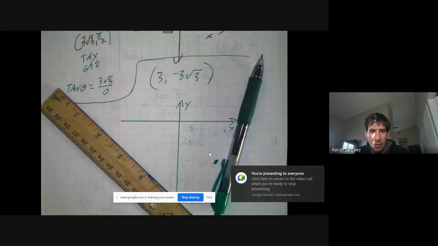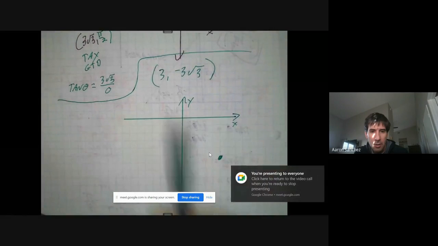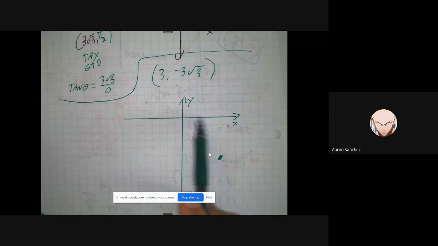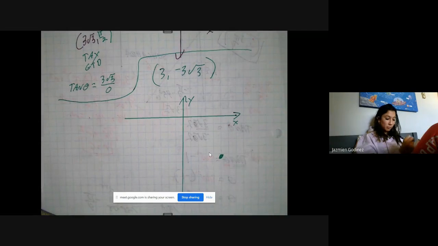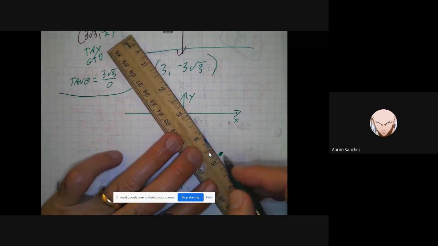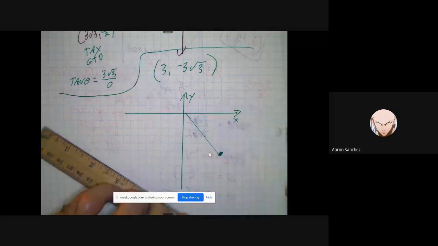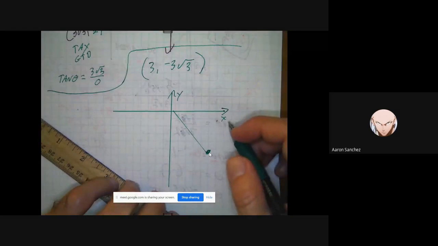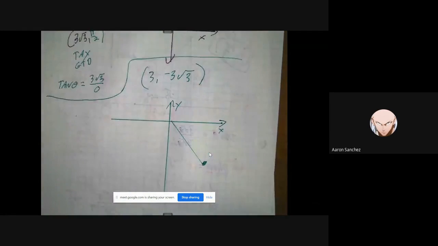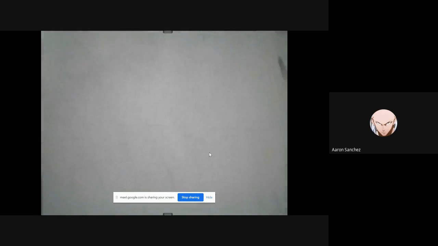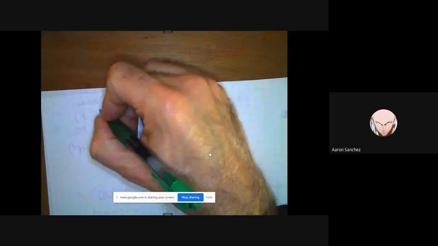Okay. All right. So I have 3 negative 3 root 3. That means I go over 3, and I go down negative 3 root 3. So I get this point right there, right? Okay, so let's draw it. Now, from that, oh, it's terrible. From that, I can create a... I don't like that. Let me start over. Don't like that, it's going to bug me. 3 comma negative 3 root 3. Redrawing it.